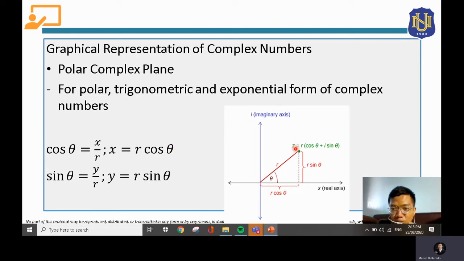Now for y, for the imaginary part of the complex number, we can use sine theta. Sine theta is opposite over hypotenuse. Here, the opposite is y, and the hypotenuse is r. So that will be y over r. Solving for y, that will be r sine theta. This is how you solve for the imaginary part of a complex number if your given complex number is in polar, trigonometric, or exponential form. So let's continue on.